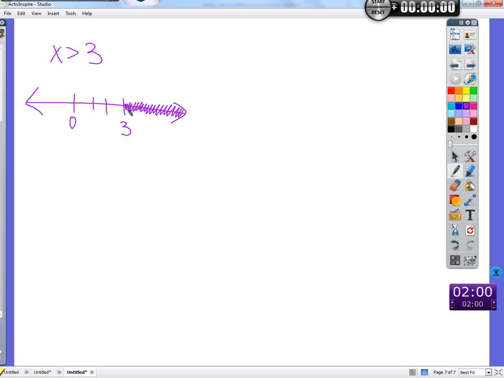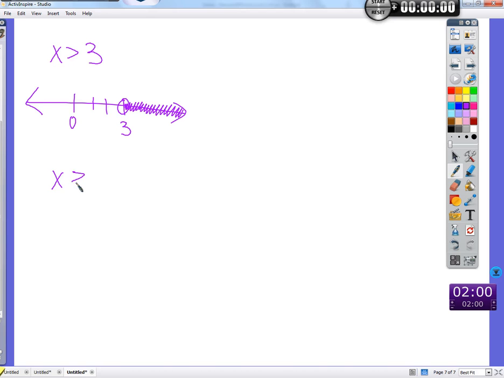Well, what if we get to 3? Will we be greater than 3? No, it will be equal to 3. Is equal to 3 allowed? No. So how do we show that we get all the way up to 3, but not at 3? Open circle. That open circle says you can get as close to 3 as you want, but not at. Once you get to 3, then this isn't true anymore.